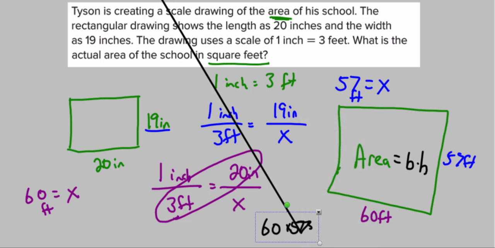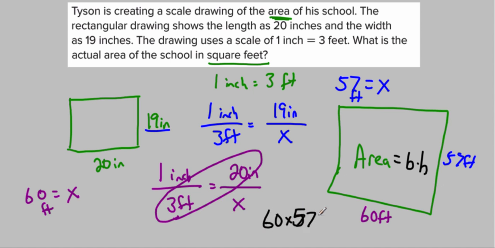57. Let me clean that one up. So 60 times 57 is 3,420. Bonus points if you know the correct units to put on here. Since we're finding area, since we're measuring in feet, it would be feet squared, because it was feet times feet, or feet squared. So we used our scale to convert the units of our model, our drawing, to the real measurements, and then we use those real measurements to calculate the area of our schoolyard.